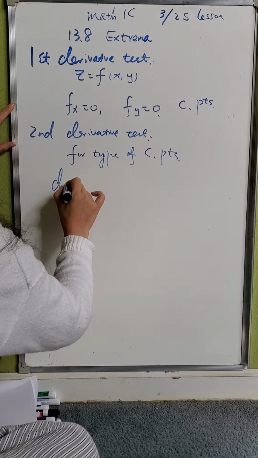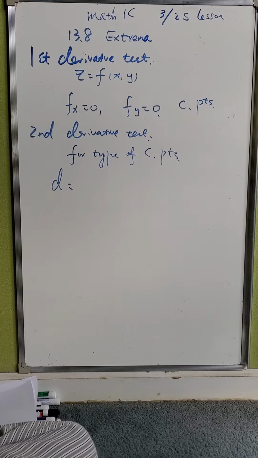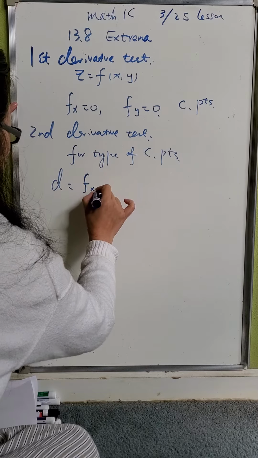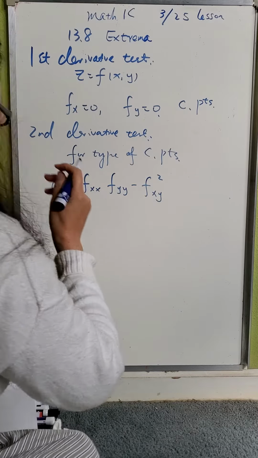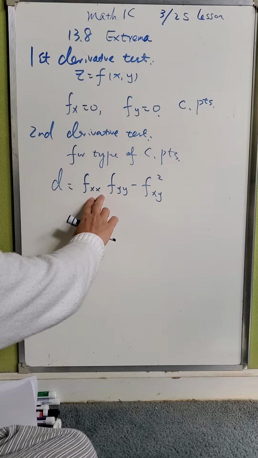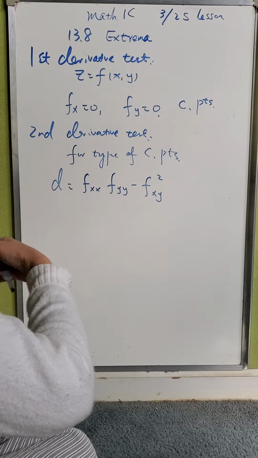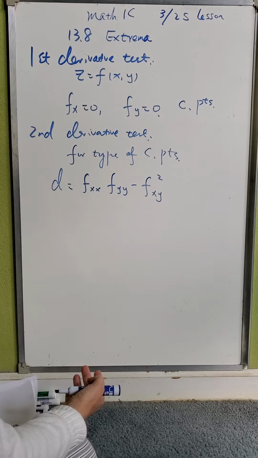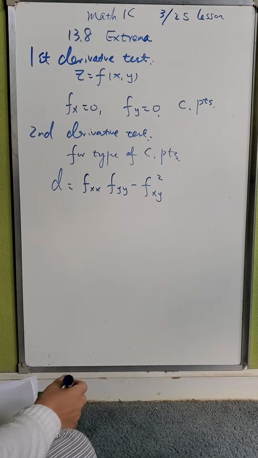We use D, which is for discriminant, and the formula is D equals fxx times fyy minus fxy squared. Last time a student asked me why we need to learn the double derivative or mixed derivative. Besides, we're going to use it in the future for some engineering courses. But here, we use it for our second derivative test.